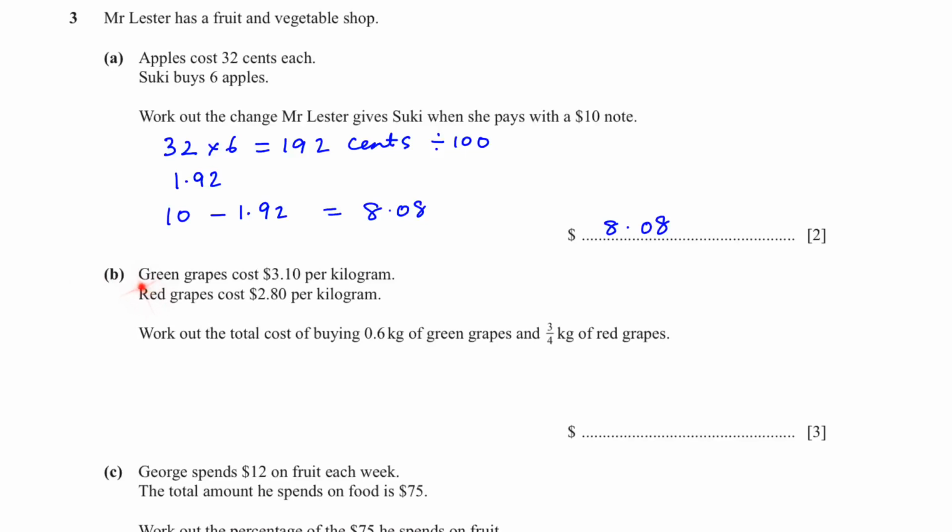In 3B, green grapes cost $3.10 per kilogram. Red grapes cost $2.80 per kilogram. Work out the total cost of buying 0.6 kilogram of green grapes and 3/4 kilogram of red grapes. So we have been given that they are buying 0.6 kilogram of green grapes, which is 3.10, plus 3/4 kilogram of red grapes, where "of" always means multiply, having the cost of $2.8. And when you solve this, you will get 3.96.